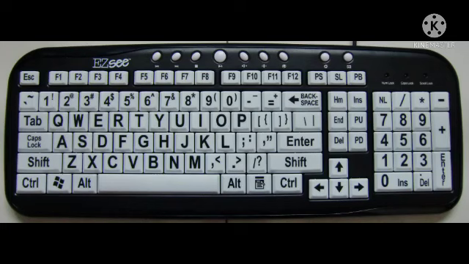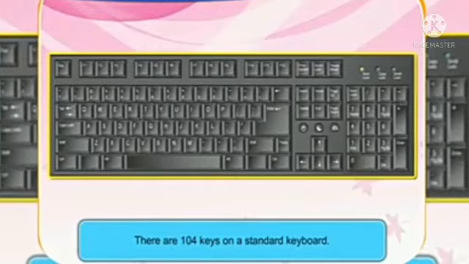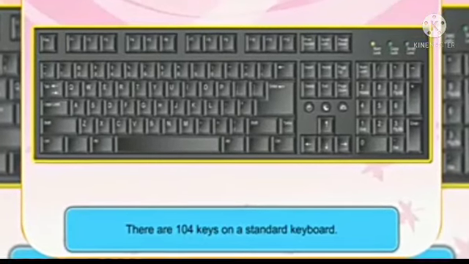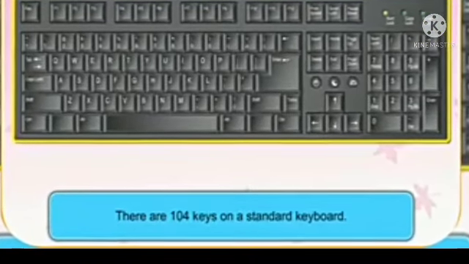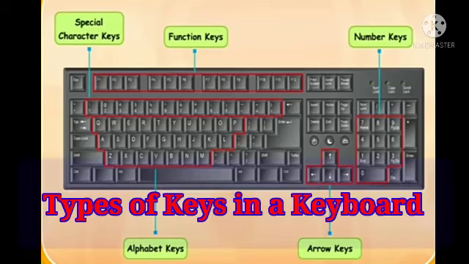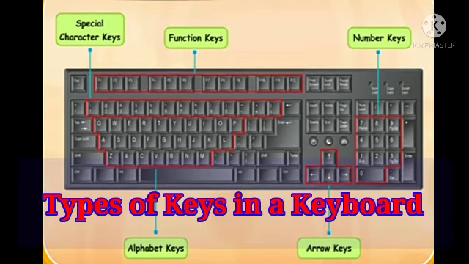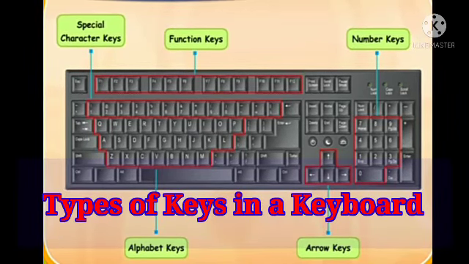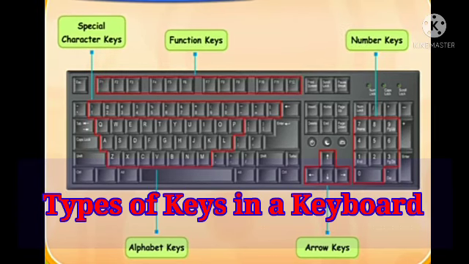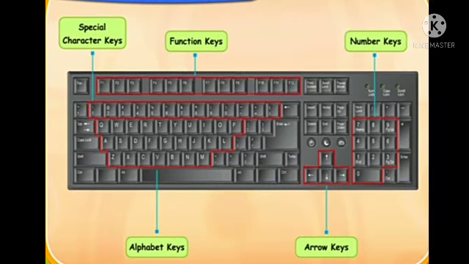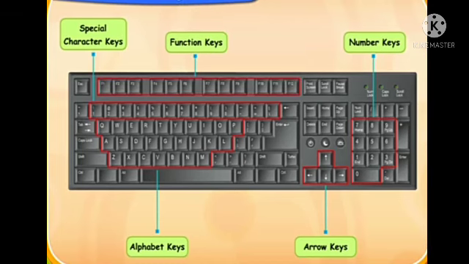The small buttons in a keyboard, we call them keys. A standard keyboard has 104 keys. Okay children, now let's see the different types of keys in a keyboard. The keys are divided into 5 different types.